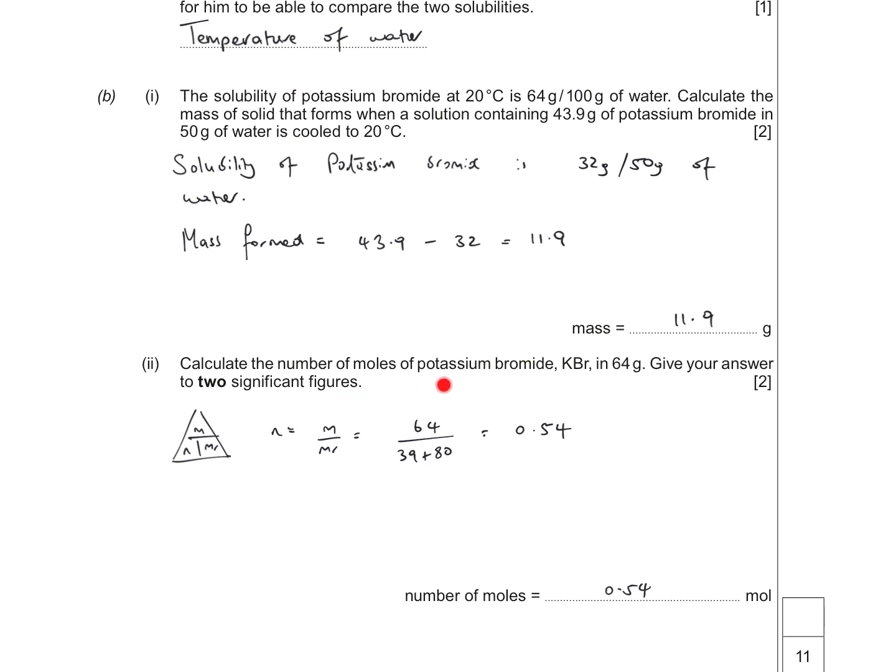Calculate the number of moles of potassium bromide, KBr, in 64 grams. Give your answer to two significant figures. Well, we've got the number of moles. So you can see on the left-hand side, I've drawn the moles triangle. So I know I'm finding moles, which is n. And n equals mass divided by Mr. My mass is 64. My Mr, I've got 1 potassium plus 1 bromine. So I'm going to do 64 divided by 39 plus 80. And that's going to give me 0.54.